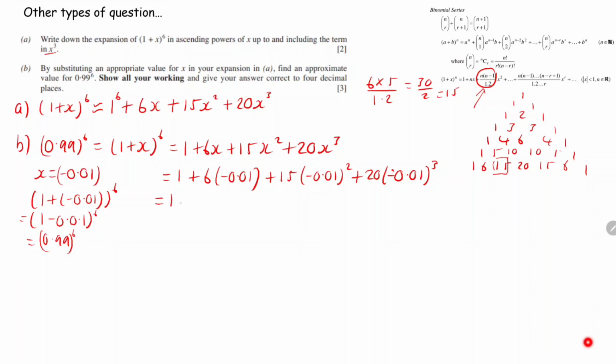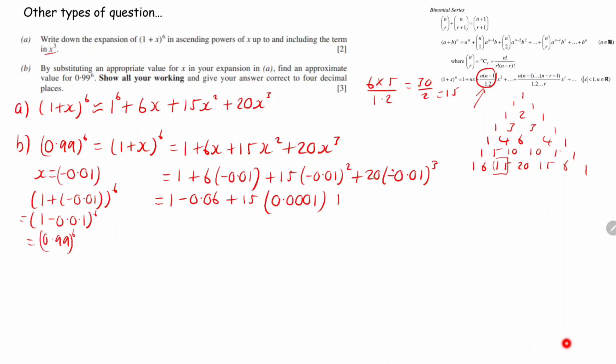The first few terms are quite easy to expand. So if we've got 6 times minus 0.01, that gives us minus 0.06. The next one, I'm going to do it in 2 steps. We've got minus 0.01 squared, so that becomes a positive quantity. That's why there's a plus sign here. And 0.01 times 0.01, that's going to give us 0.0001.